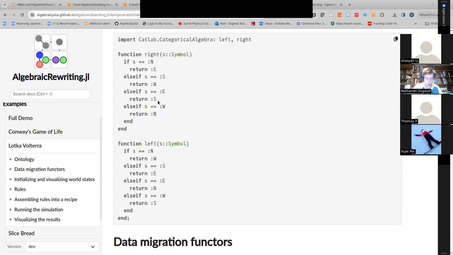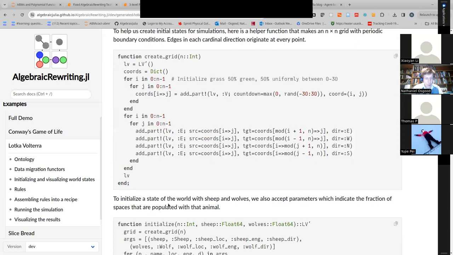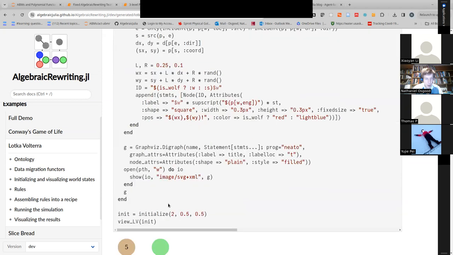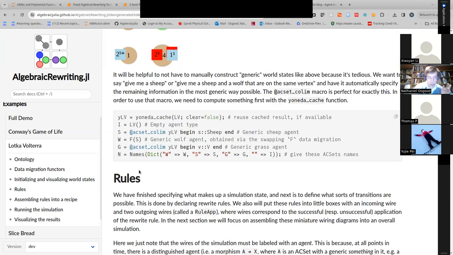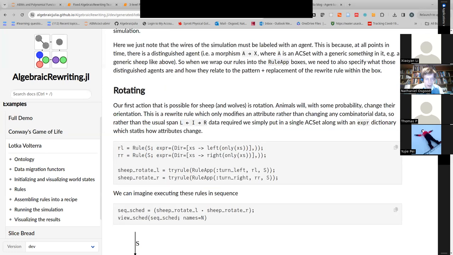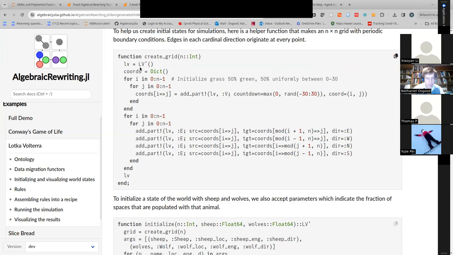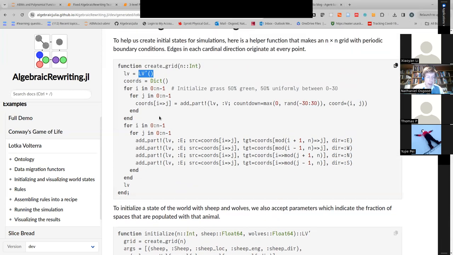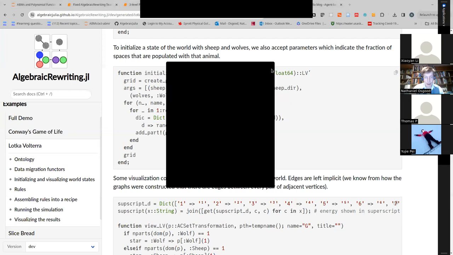Before I get into this, I should just note that we are taking this schema and we are then going to be initializing a C set on that schema. And we're going to have, for example, in the initial state of the thing, a grid, and we're going to be populating the network and the grid, and we're going to be initializing the sheep and wolves, et cetera, that also live in that grid.